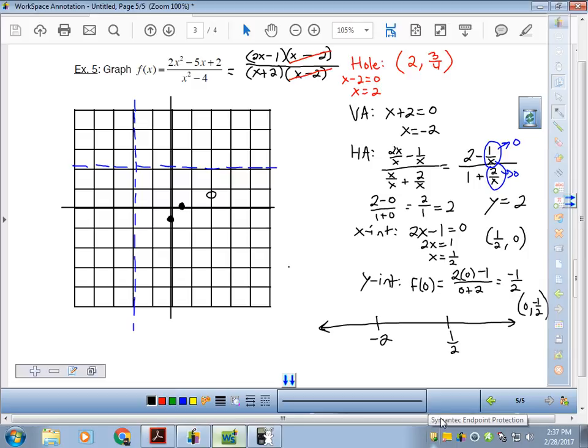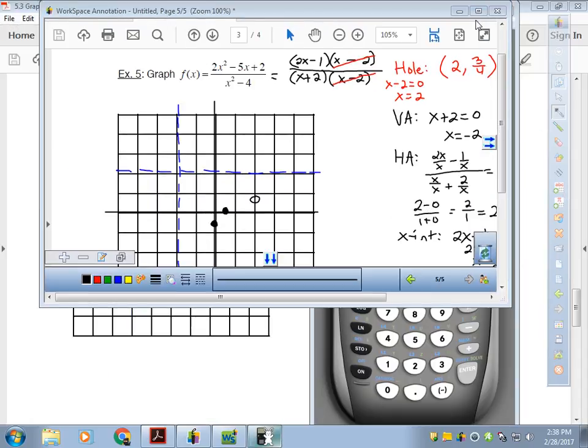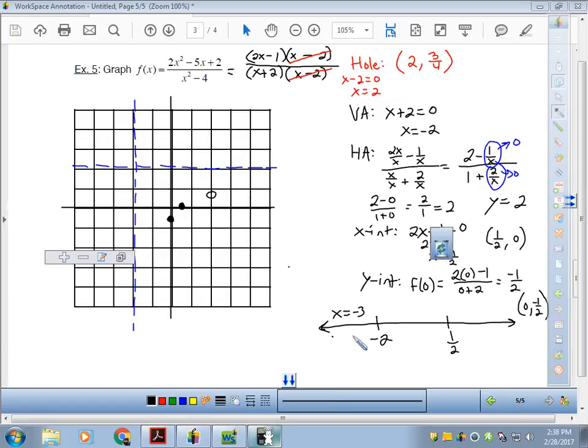Alright, so we need a number between negative infinity and negative 2. So let's do negative 3. I'm going to use the reduced form for plugging in. So I'm going to have 2 times negative 3 minus 1 divided by, parentheses, negative 3 plus 2. And that gives me a y value of 7. Oops. So it is a positive, the y value equals 7.